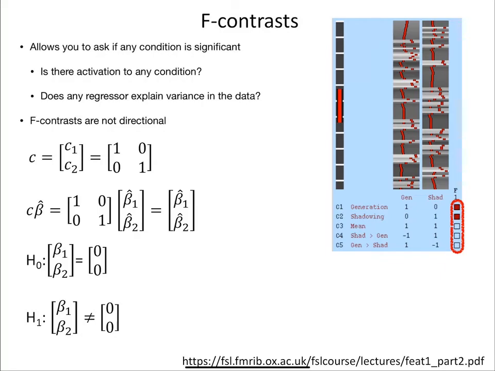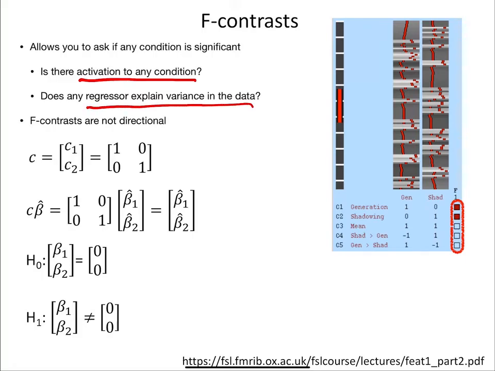This is the first time I've done the experiment. I really don't care about differentiating the contrast between the variables as a first pass. I really just care about whether the brain did anything in response to any of these conditions. Okay, so that's where you use an F contrast or an F statistic. So that's really, is there activation to any condition is where you might use it. Does any regressor explain the variance in the data?